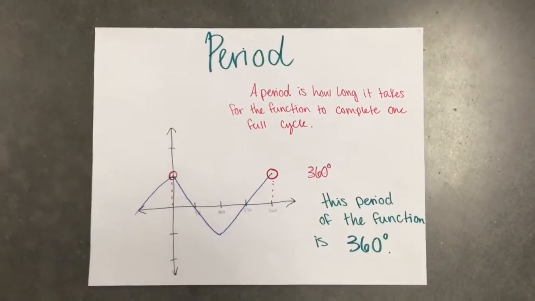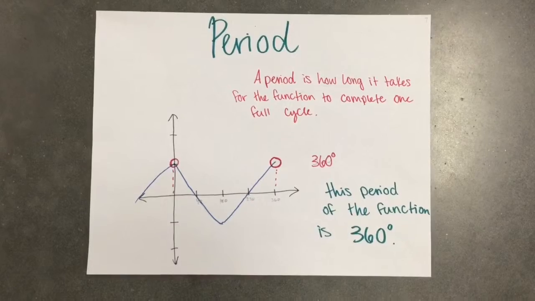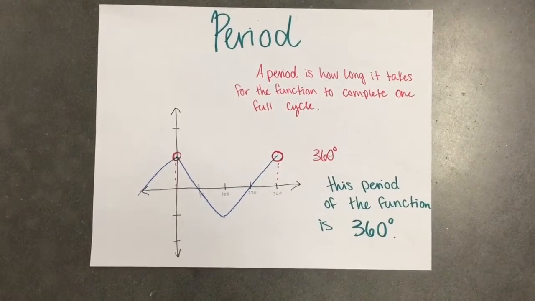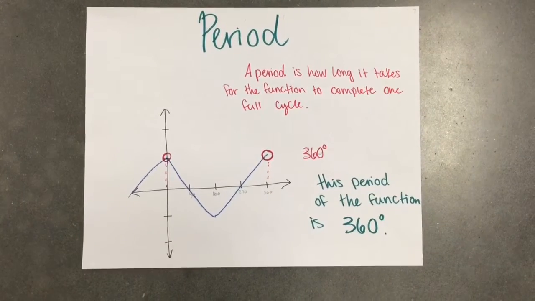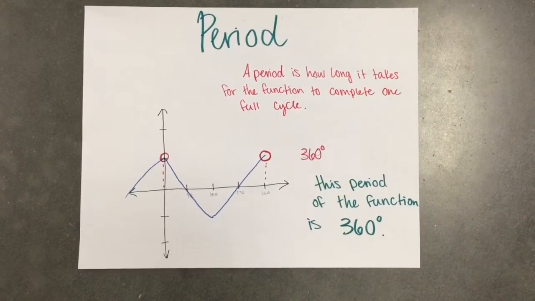A period is how long it takes for the function to complete one full cycle. A cycle is marked by when the y values are the same. So when it starts at y equals 1, it ends at y equals 1 in this example. This period lasts 360 degrees.